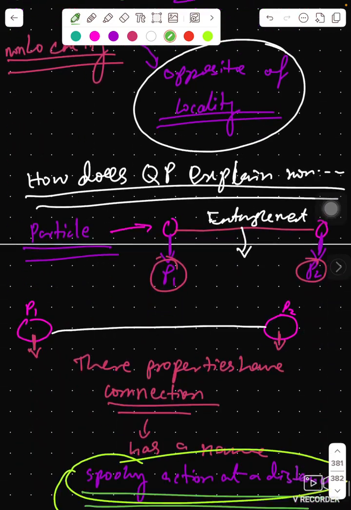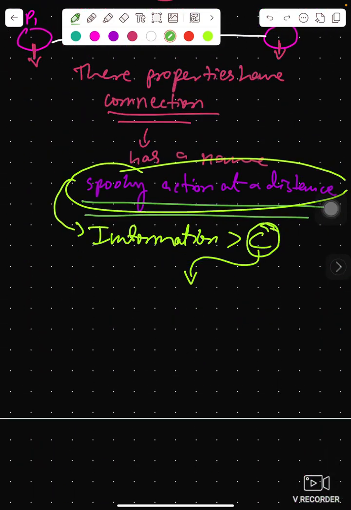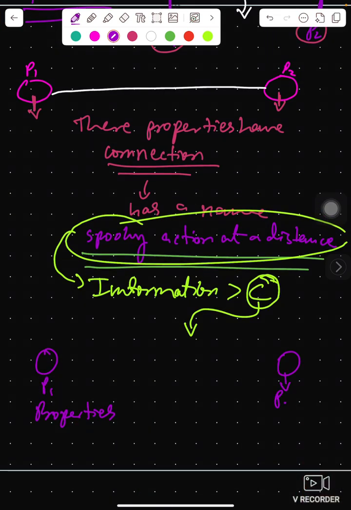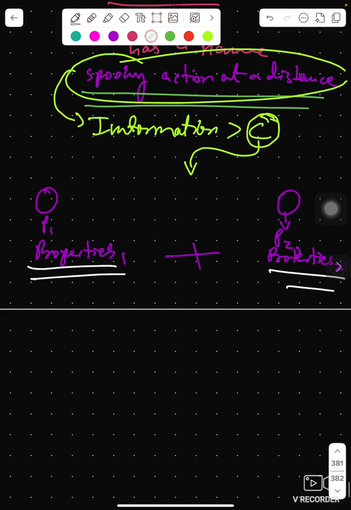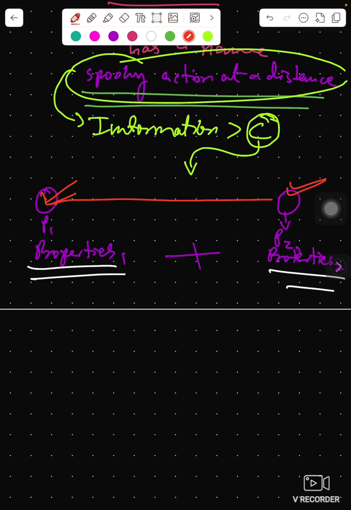But here, the shocker is that information is traveling faster than the speed of light. How? This particle's properties and this particle's properties have a huge connection. If you know this particle's property, you know the other particle's property. I don't have the words for how this connection is made, but it is proven that there is a connection through Bell's theorem, Bell's test.